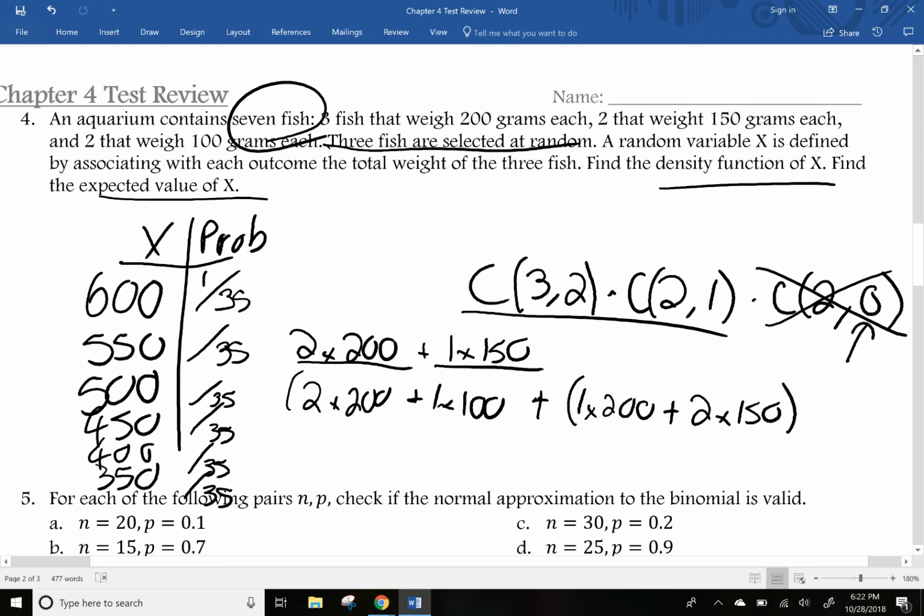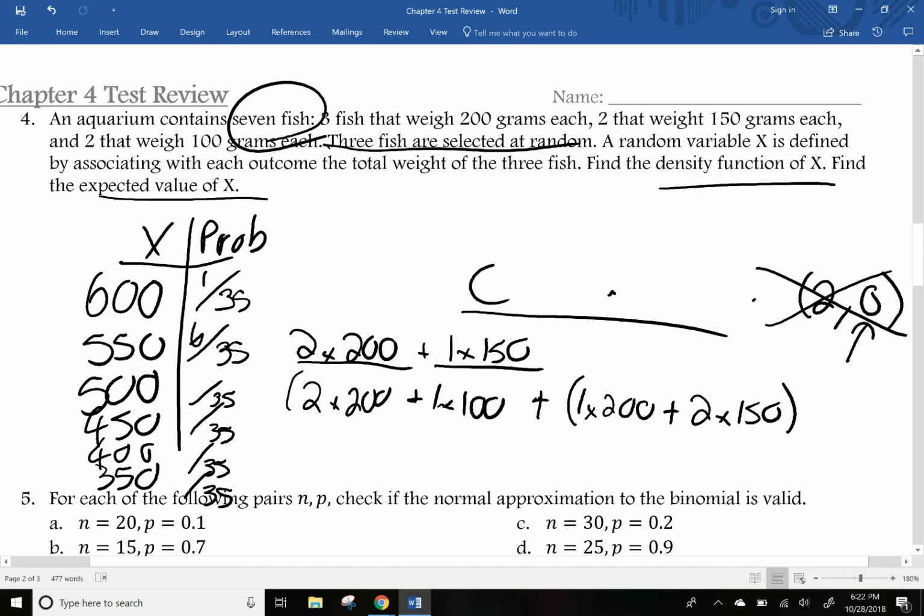Let me just double check that. Pretty sure it's 6. Let's just verify it for you. Yeah, 6. So that is 6 out of 35.